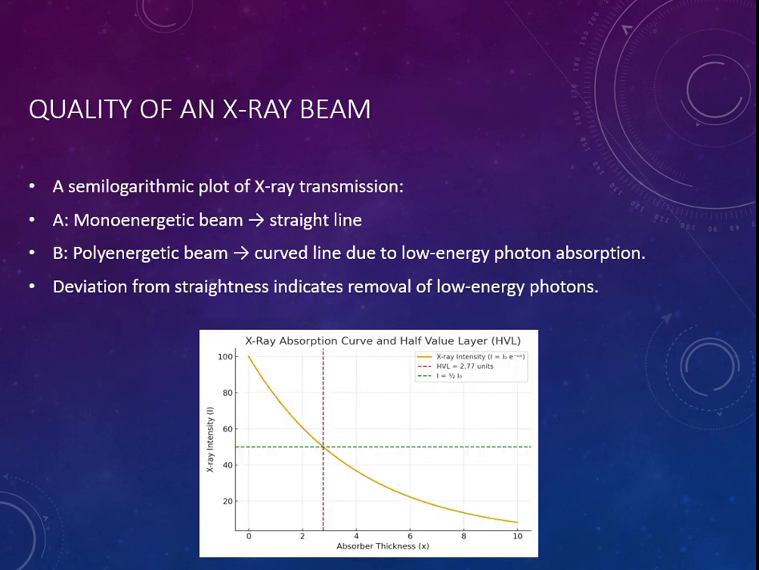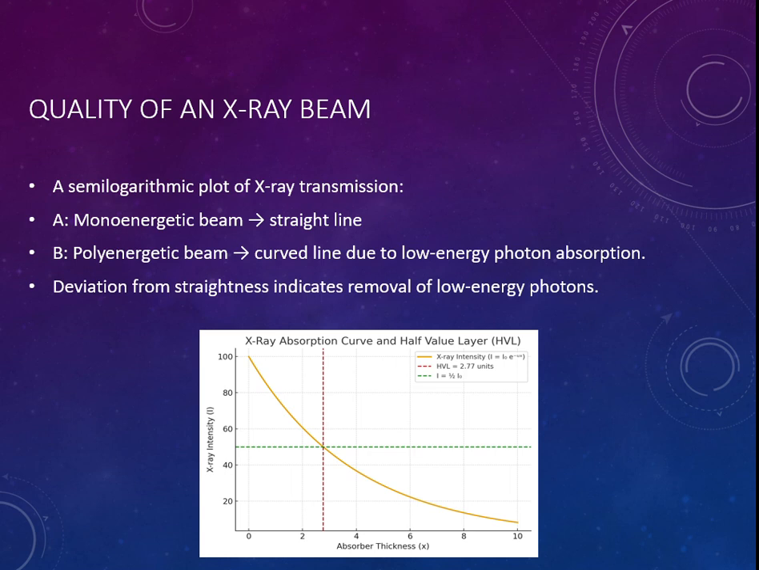Slide 3, Quality of an X-ray beam. The quality of an X-ray beam means how penetrating it is. If we plot beam intensity against absorber thickness on a semi-logarithmic scale, a monoenergetic beam gives a straight line, but for a polyenergetic beam, the curve bends because low-energy photons are removed more quickly. This effect shows how beam quality improves with selective absorption.